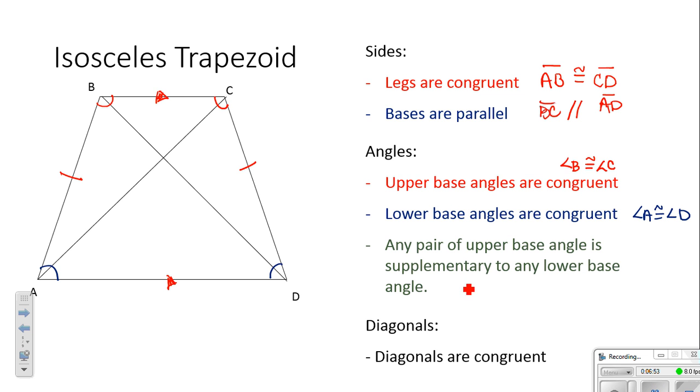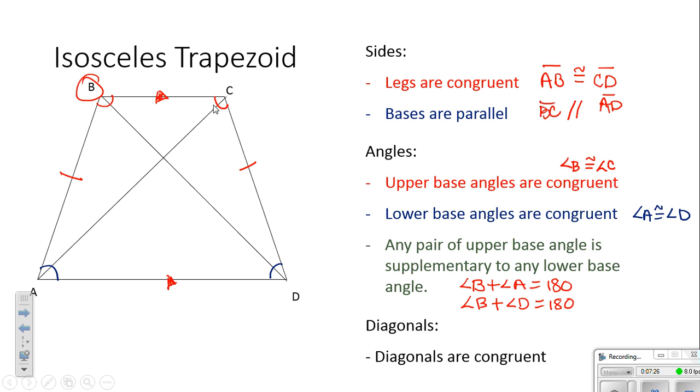So to make this less confusing, I'm going to just take angle B. If I were going to talk about angle B, I could say angle B plus angle A would equal 180. But I also could say angle B plus angle D would equal 180. The reason why I can do that is because A and D are congruent. I could also say the same for angle C. Angle C plus angle A would be 180, and angle C plus angle D would be 180.